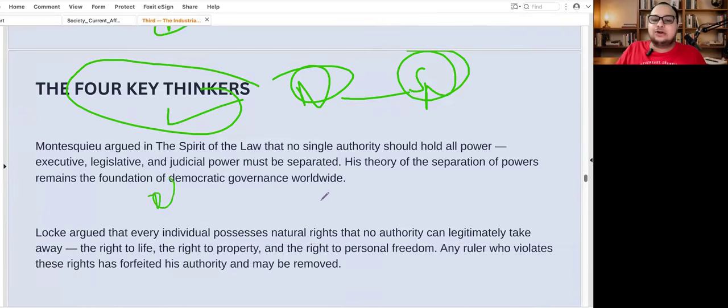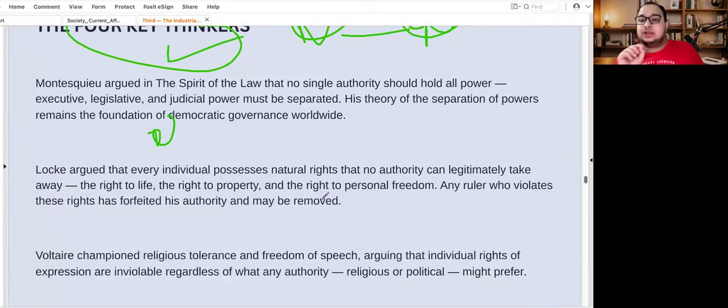Then came John Locke. He argued that every individual has certain rights which no authority can take, like the right to life, the right to property, and the right to personal freedom. If any ruler is violating these rights, he should be removed. Now, this is very central to your fundamental rights. It has come from John Locke.